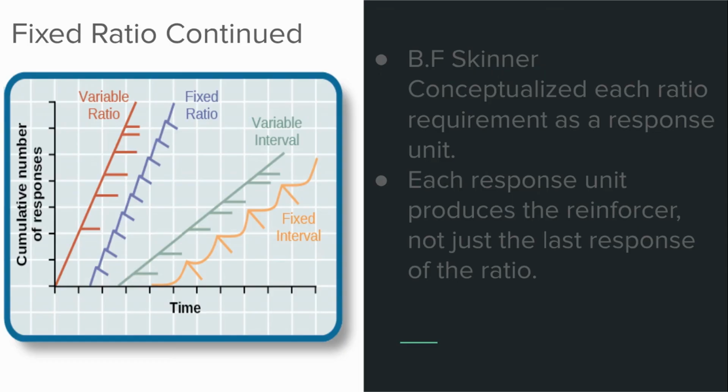So, fixed ratio continued. B.F. Skinner conceptualized each ratio requirement as a response unit. Each response unit produces the reinforcer, not just the last response of the ratio. And if you look over here to the side, here is a chart, and it has all the different ratios and different intervals on there. And if you look right here, you can see the purple line is the fixed ratio.